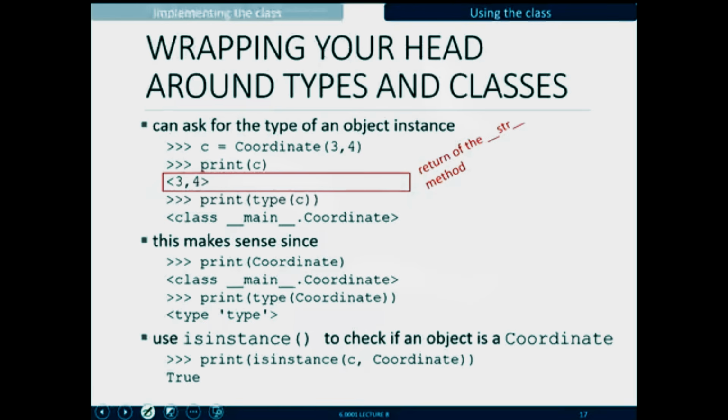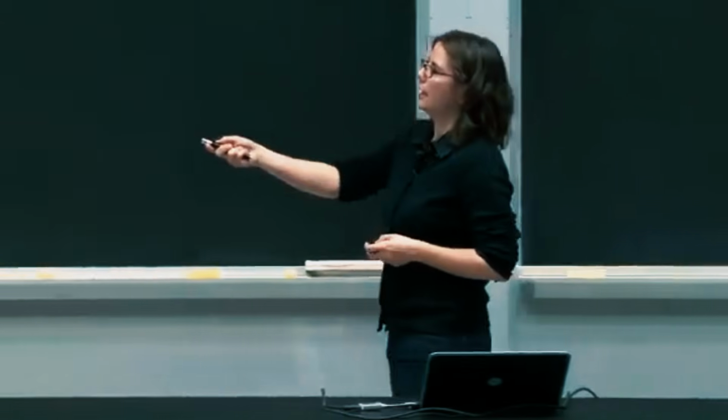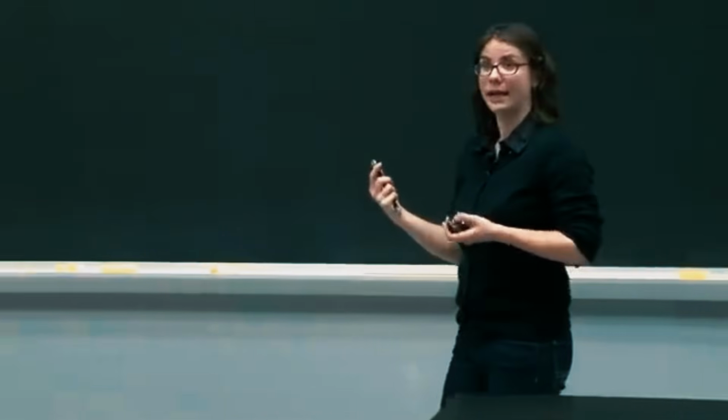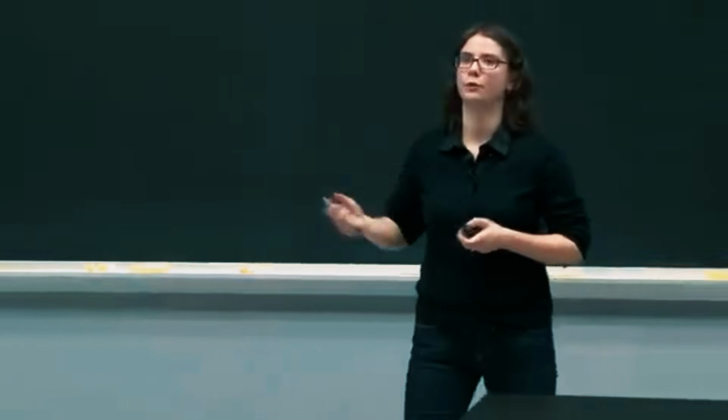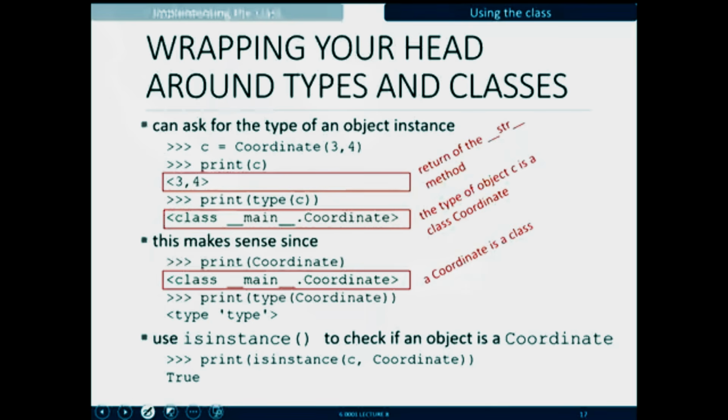If we print the type of c, this is actually going to give us class main coordinate, which tells us that c is an object that is of type class coordinate. If we print coordinate, it's a class named coordinate. And if we print the type of coordinate, that's just going to be a type. So class is a type: you're defining the type of an object.